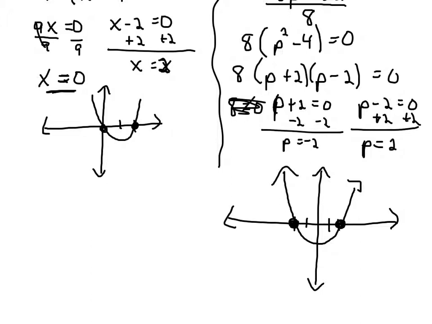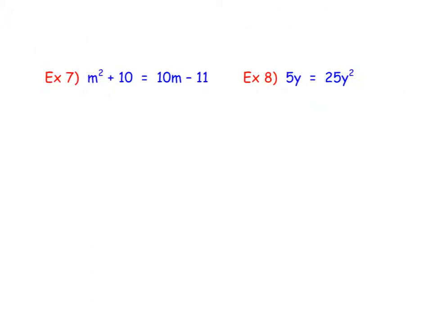Okay, let's do some more. All right, these are the last two. So now I have a weird looking situation. I've got m squared plus 10 equals 10m minus 11. Now I know this is a quadratic because I have this squared term right here. So all I need to do is put it in the right form.